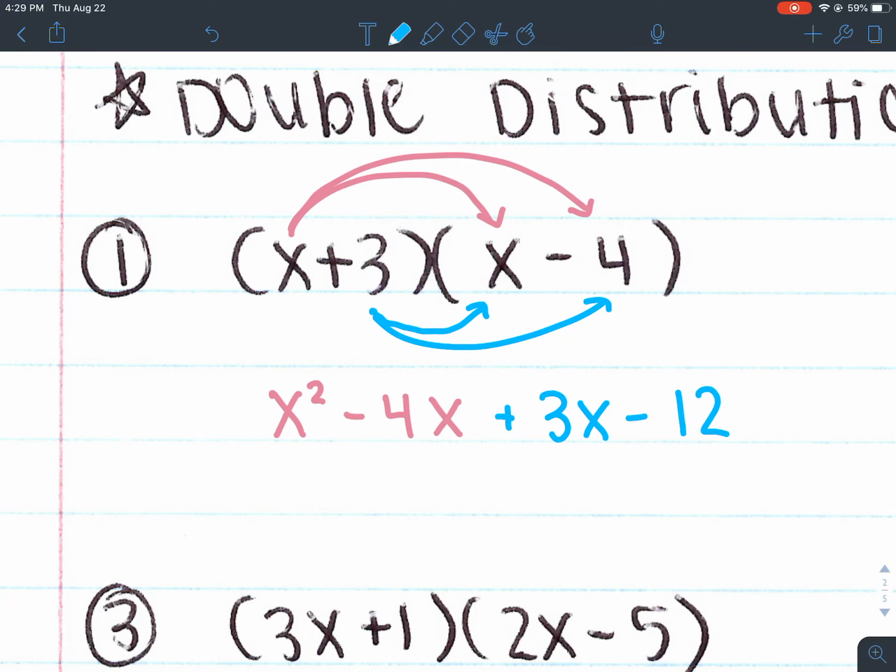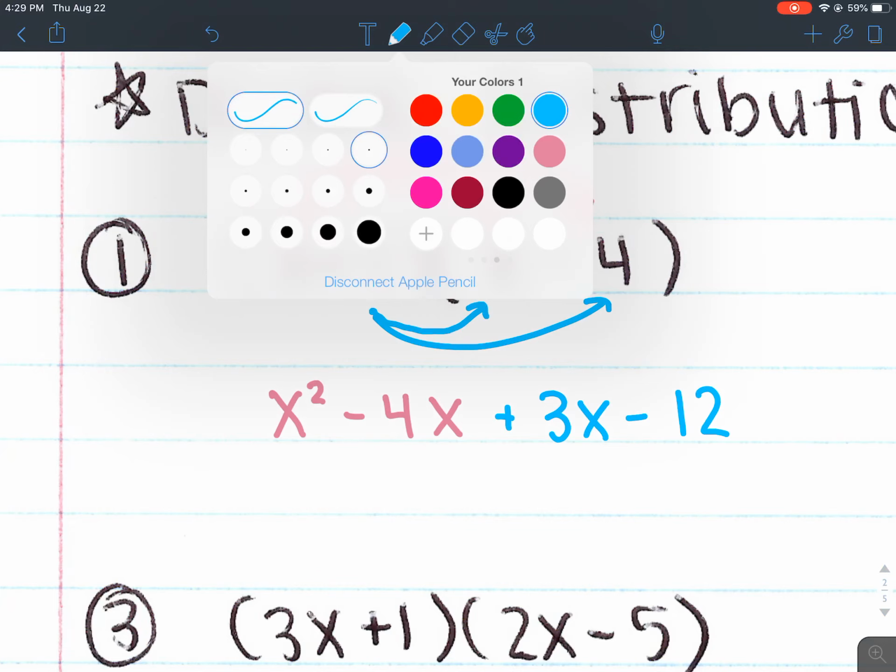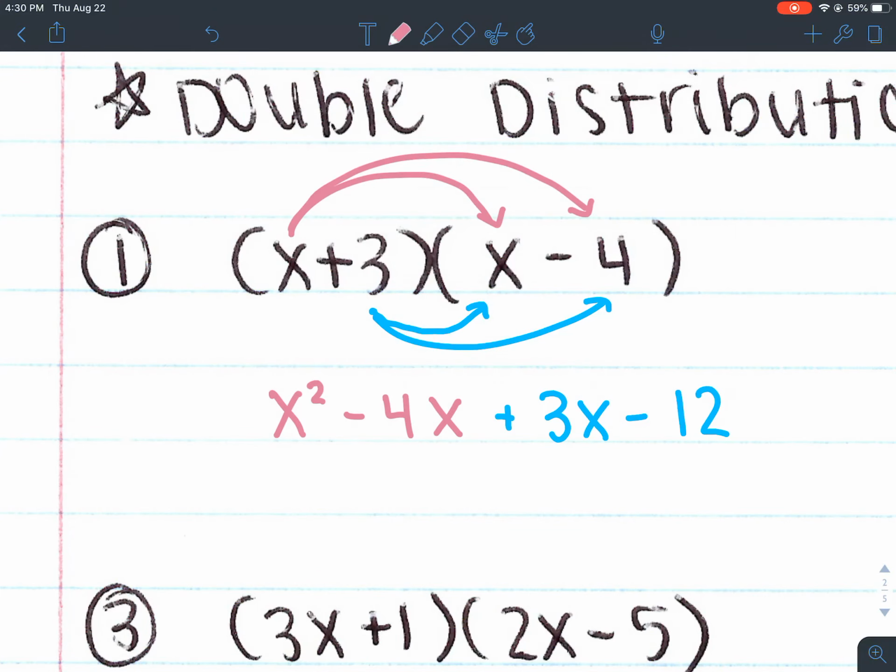and then 3 times negative 4, which is negative 12. Now, the reason why I'm doing the arrows at the bottom for that one is just because I don't want a bunch of arrows up here, right? It's going to be too many arrows, and I don't know what's going on. I'm also going to try to color code for you and distribute so that you can see where everything is coming from.